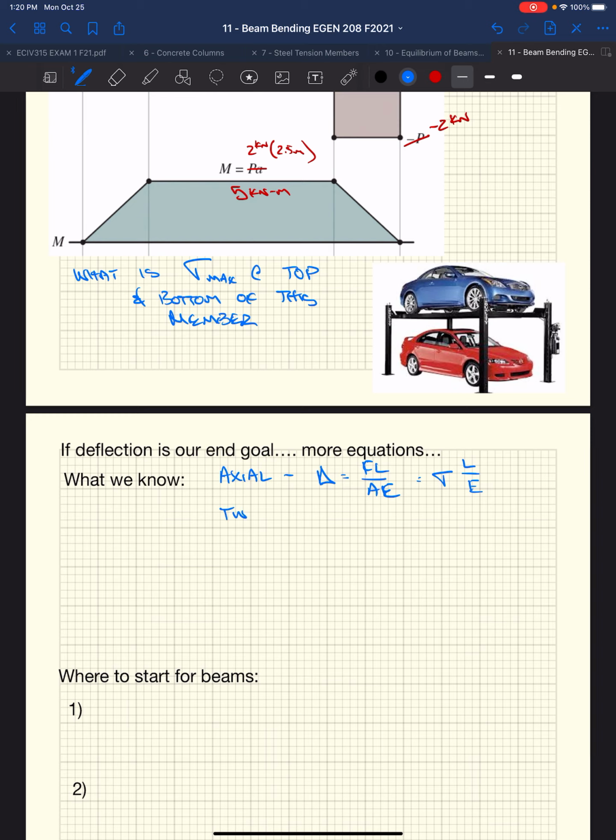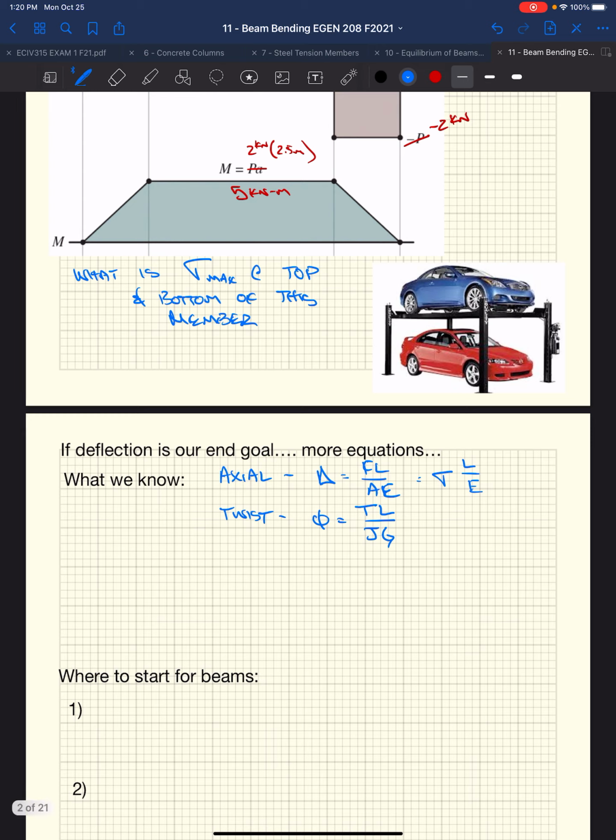If we were looking at twist, right? We had a torque-twist relationship. Twist was what we called phi, which is TL over JG, right? Torque times the length of the shaft. We only dealt with solid shafts or pipes, polar moment of inertia, right? And then our modulus, or shear modulus, I guess. Okay.